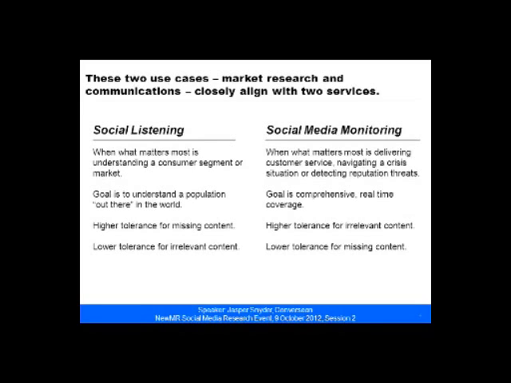In terms of social media monitoring, however, that's the type of service that supports PR and communications. The goals are kind of different. The goal here is comprehensive real-time coverage, and there's a much higher tolerance for irrelevant content because likely you'll be weeding through it, but a much lower tolerance for missing content. So if you miss a customer complaint or you miss an adverse event or something akin to that, then that's really a failure of the service you're using there.